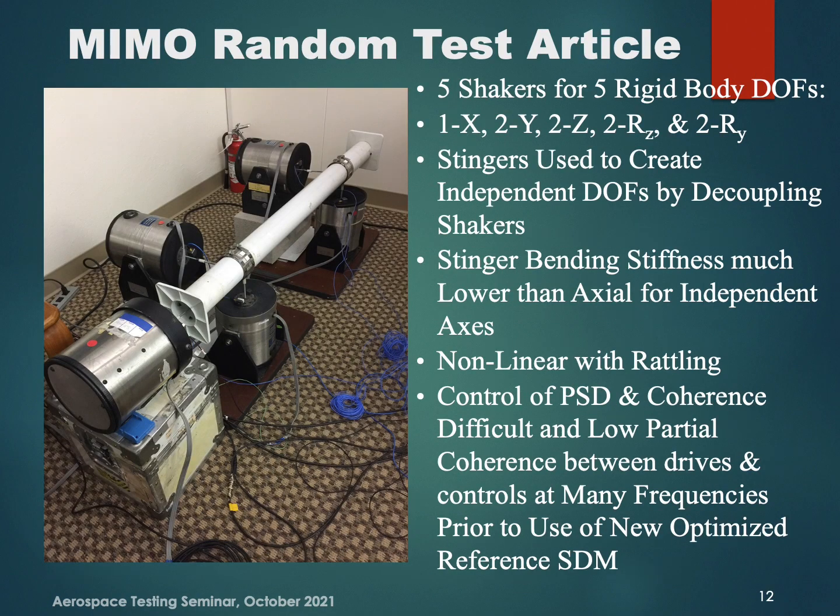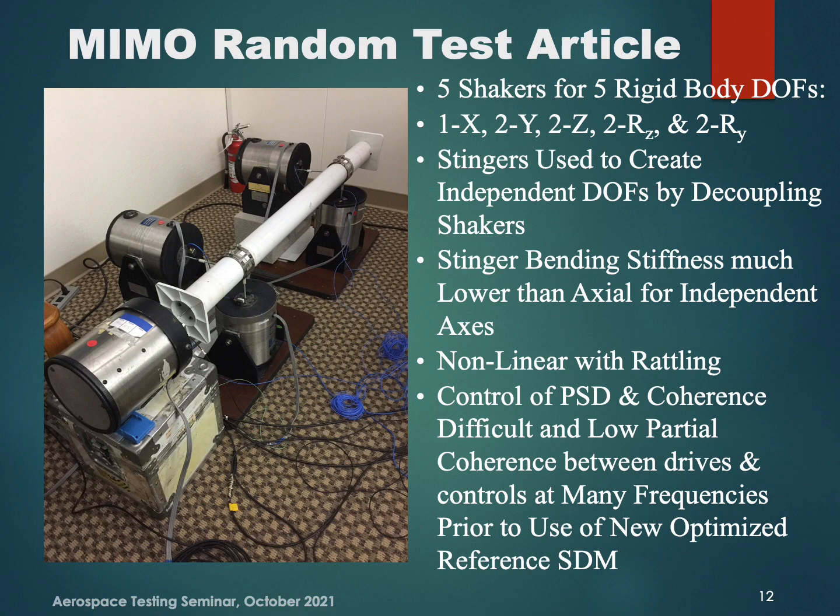This technology is also applicable to MIMO random testing, as you might imagine. In this example, I've constructed a 5-shaker system that can accomplish 5 rigid degrees of freedom: X, Y, Z, and 2 rotations about Z and Y respectively. It was developed to be a difficult test article.